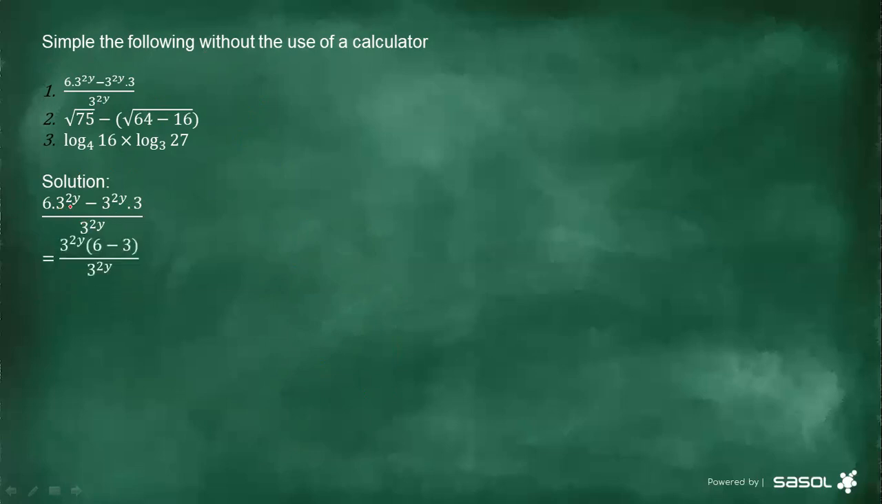The common factor you can see is 3 to the power 2y, which is this one. And this one is going to cancel this one. Then we're going to be left with 6 minus 3. The answer is equal to 3. That's how you should answer.